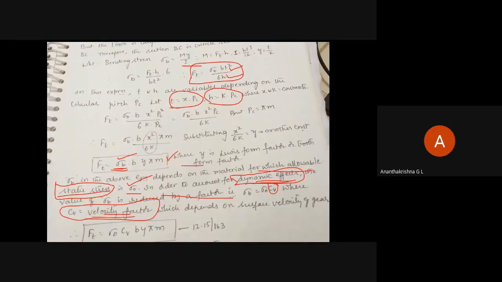So substituting sigma b by sigma naught into Cv, we are going to get the Lewis equation in the form of sigma naught Cv by pi into m, called the tangential tooth load. This is the Lewis equation.